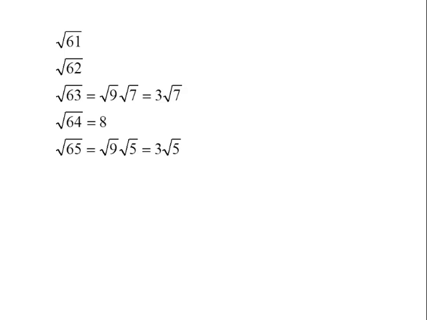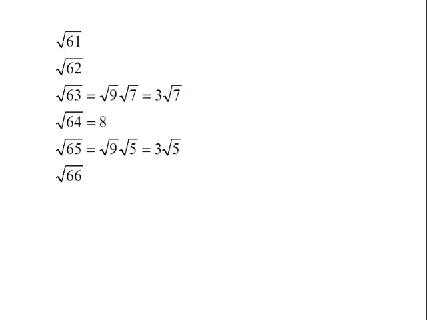61 is prime. 62 is 2 times 31, no perfect square factors. 63 has a factor of 9, so the square root of 9 times the square root of 7 gives me the square root of 63, and that simplifies to 3 radical 7. The square root of 64 is equal to 8. Square root of 65 has a factor of 9, so that becomes 3 radical 5.